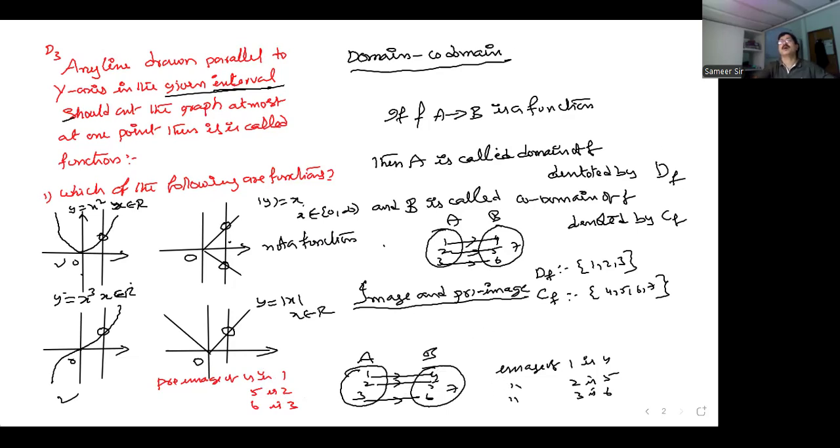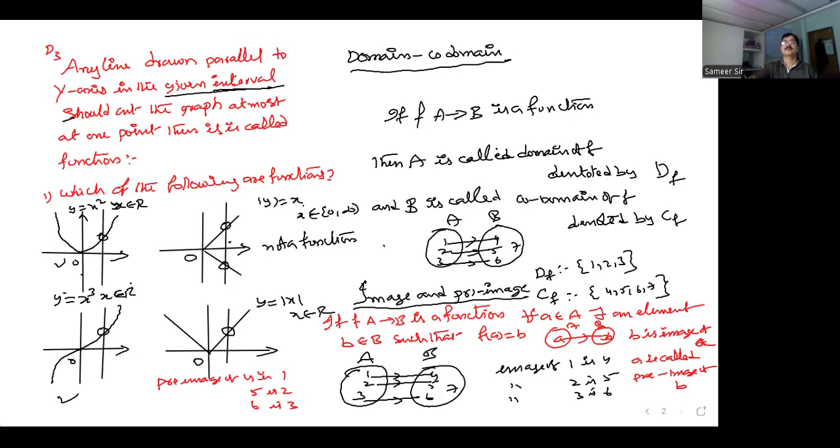Now I'll go for the next one. Whatever I said, f from A to B is a function: for all a belonging to A, this symbol means there exists. For every a, there exists one element b belonging to B such that f(a) equals b. Here b is called the image of a and a is called the pre-image of b. I already explained that with the help of the example. Now I'll move on to the next one.